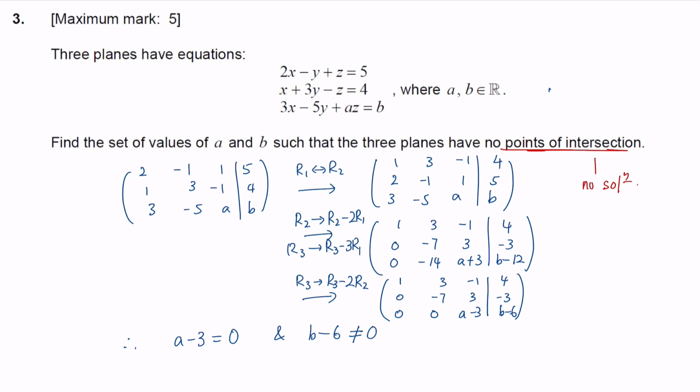Okay, therefore giving me a situation where the last row is an equation which doesn't make sense, because you have 0 equals something that's not 0. So a equals 3, and b is not equal to 6. Okay, that's the answer.